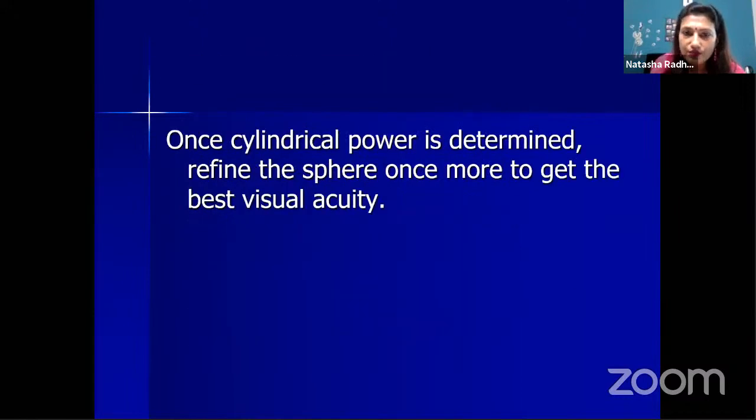Once you have determined the cylindrical power, now you can go back to the sphere and you have to refine the sphere once more. Is it better with a little bit more plus 0.25 or with a little bit more minus 0.25? That you have to check again.